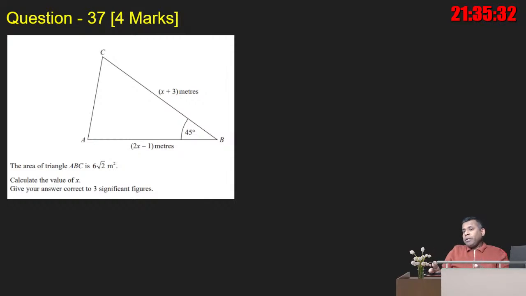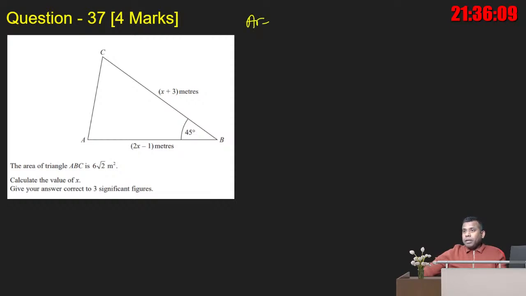When you see this question, the area of the triangle is given, so you must understand that in GCSE you have 2 equations for finding the area of a triangle. One is the standard equation everybody knows: half times base times height, right? The second is the trigonometric equation: half times a times b times sine C. That is the equation we are going to use because the angle is given and the 2 sides making that angle are also given.